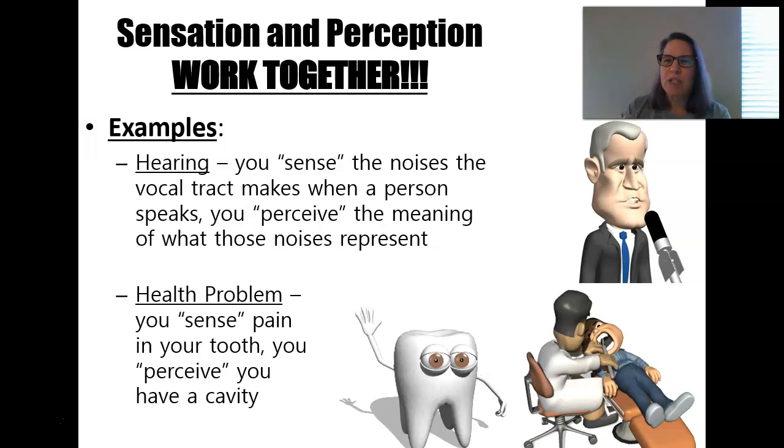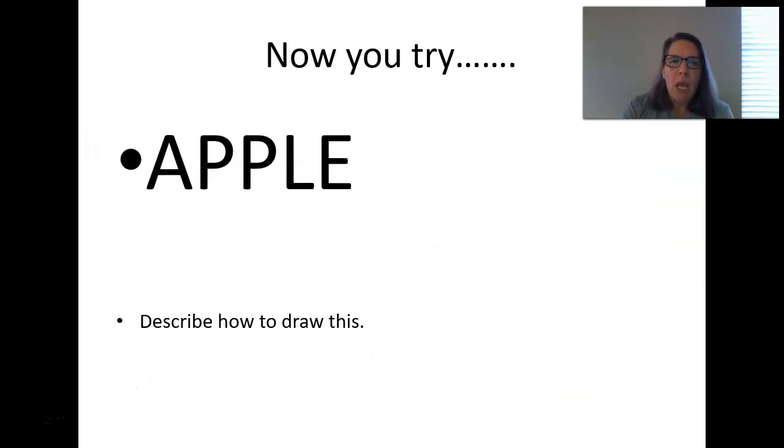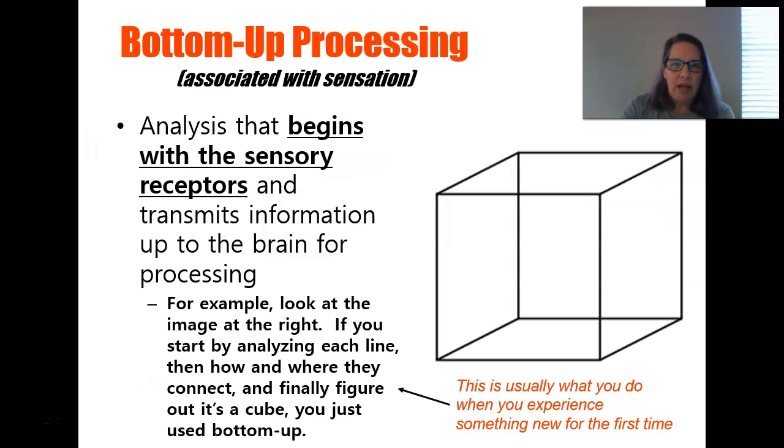Right? So they do always work together, but the sensation is more, you might think of it as more sort of like the biological. That's what's coming in to your senses. And the perception is your cognition. What are you doing? How are you interpreting it? How are you solving the problem? What are you thinking about that particular sensation? We're going to do this in class, so I'm going to skip that.